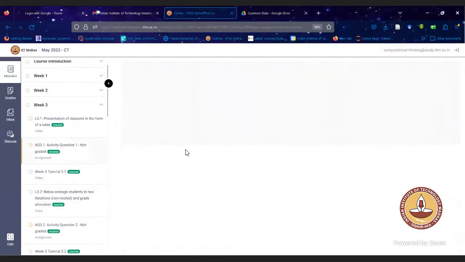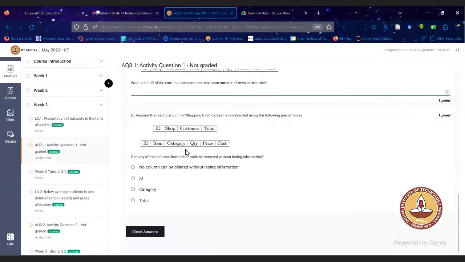Sir, I have a doubt from the 3.1 activity question, question number 6. Okay. Assuming that each card in the shopping bill dataset is represented using the following pair of tables, can any of the columns from either table be removed without losing information? What is your answer for this?